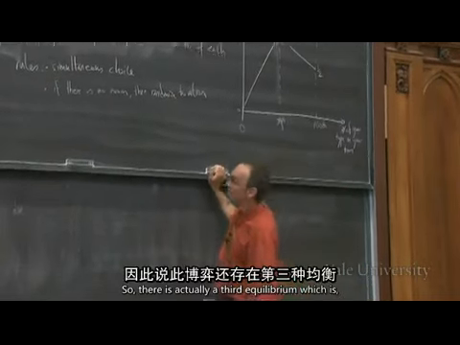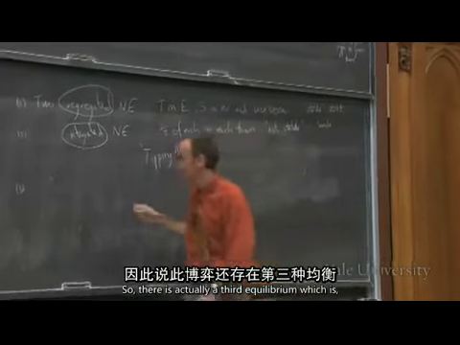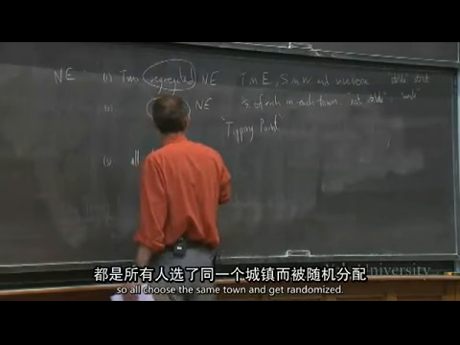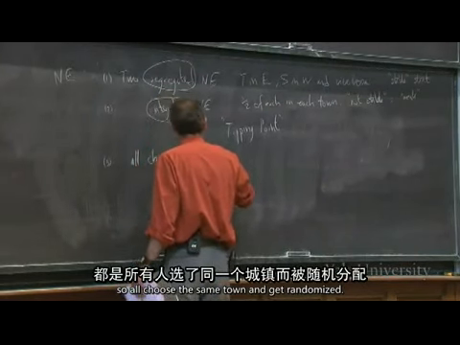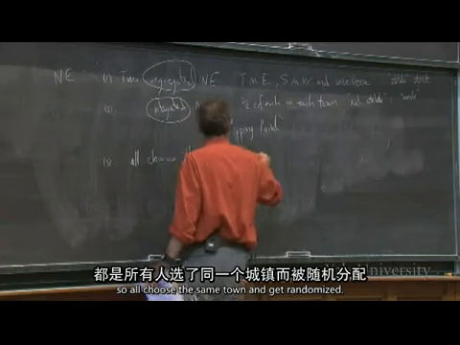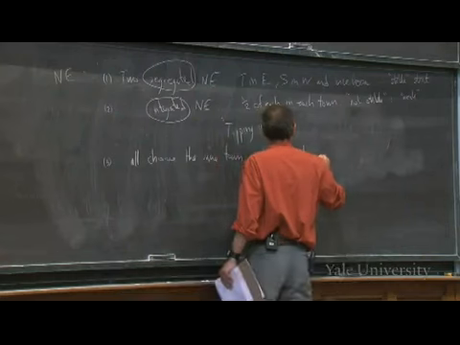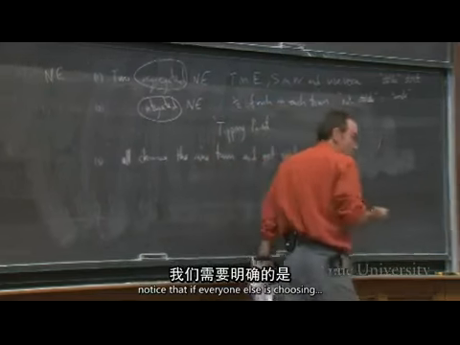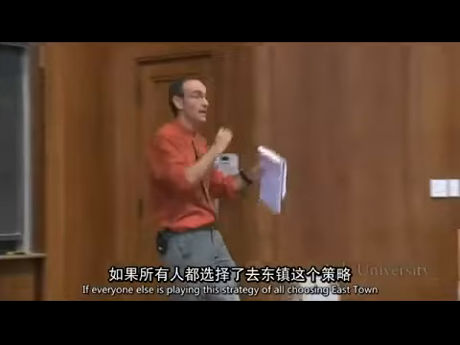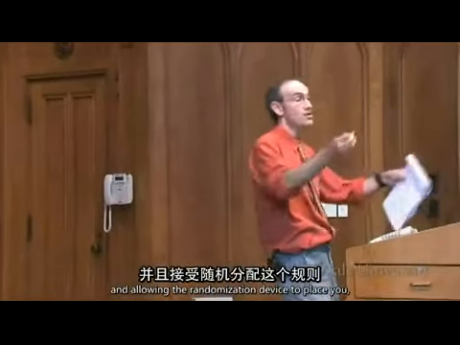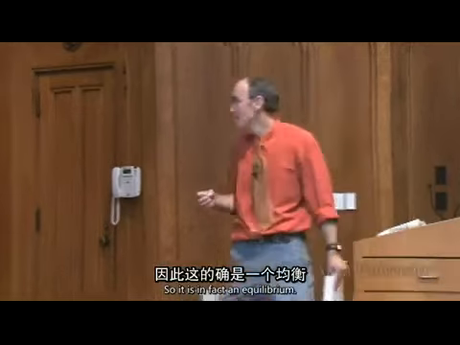All right? So there is actually a third equilibrium, which is, there's two of these, of course, so all choose the same town and get randomized. And to check that it's in equilibrium, notice that if everyone else is playing this strategy of all choosing East Town and allowing the randomization device to place you, then you're completely happy to do that. You're completely happy to do the same thing. All right, so it is in fact an equilibrium.